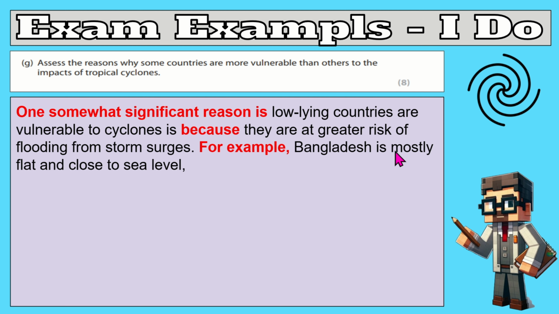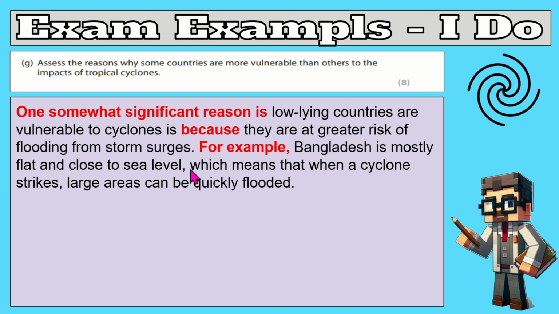For example, Bangladesh is mostly flat and close to sea level. Complex sentence. Which means that when a cyclone strikes, large areas can be quickly flooded. I should have some data in here, so that's what I would be criticizing myself for. Something like 20% of people in Bangladesh live within 2 meters of sea level, which I think is true.